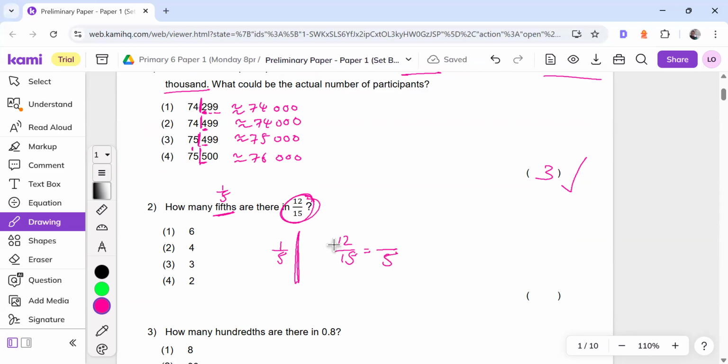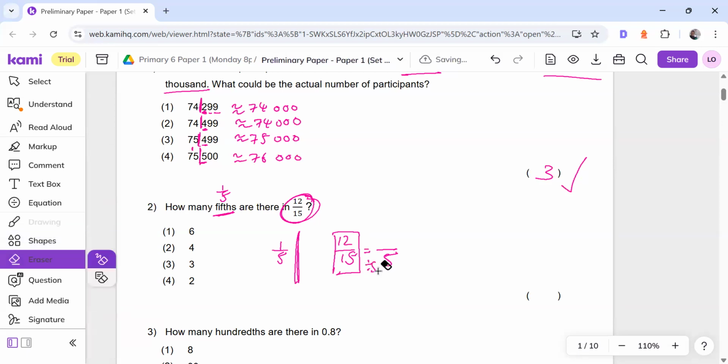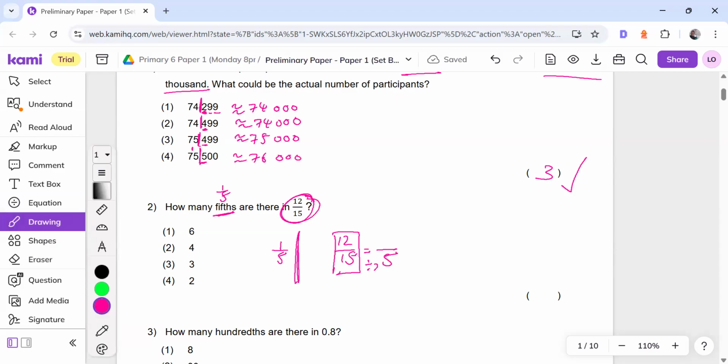So if you look at this fraction, it is called 12 over 15. How to make it into a fifth? You just have to divide by 3. So 15 divided by 3, and 12 divided by 3, and you get 4 over 5. It's called 4 fifths. That's how you read the fraction. So how many fifths are there? There are 4. So the answer is number 2. You have to make the denominator into what you want, which is a fifth. That is the lesson here.